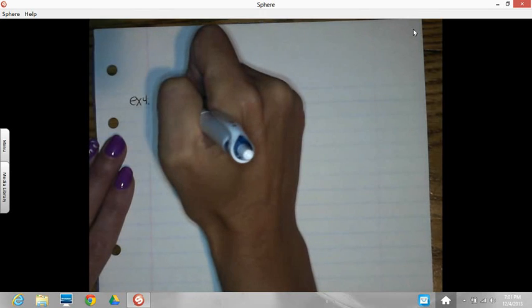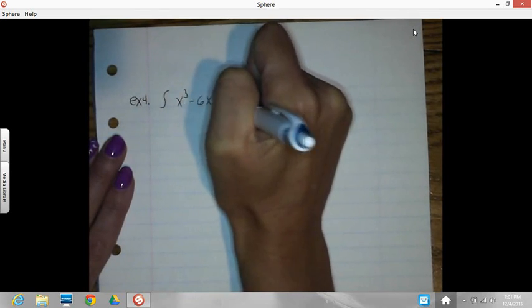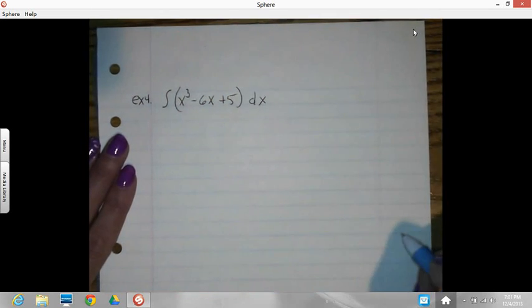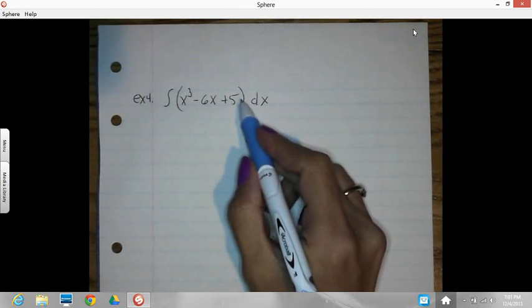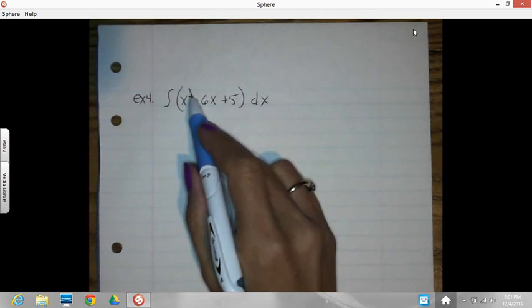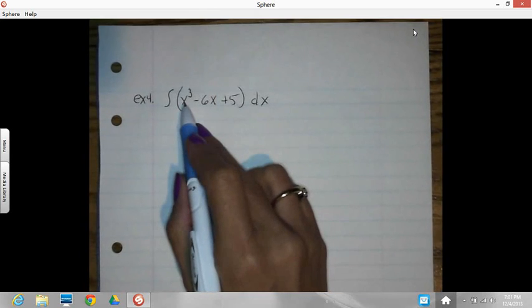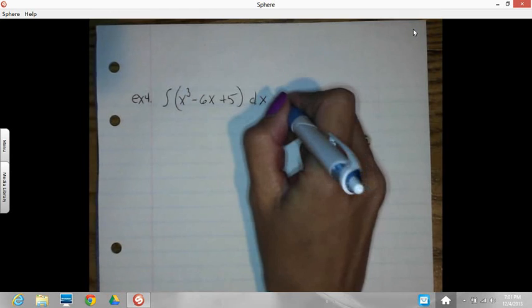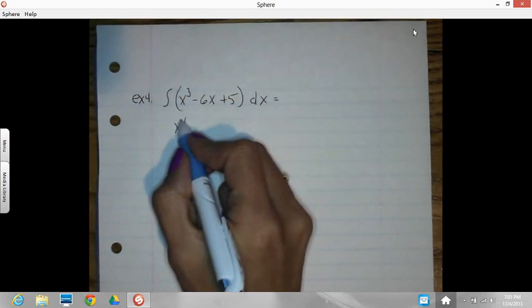Okay, the integral of x cubed minus 6x plus 5, all of that, times dx. Now, because there's an exponent of 1 here, I can pretend that the parentheses are gone, and I'm just going to do the integral of each term separately. So, the rule is, starting here with the x cubed, add 1 to the exponent, so I'll get x to the 4th, multiply by the reciprocal, which will be 1/4.